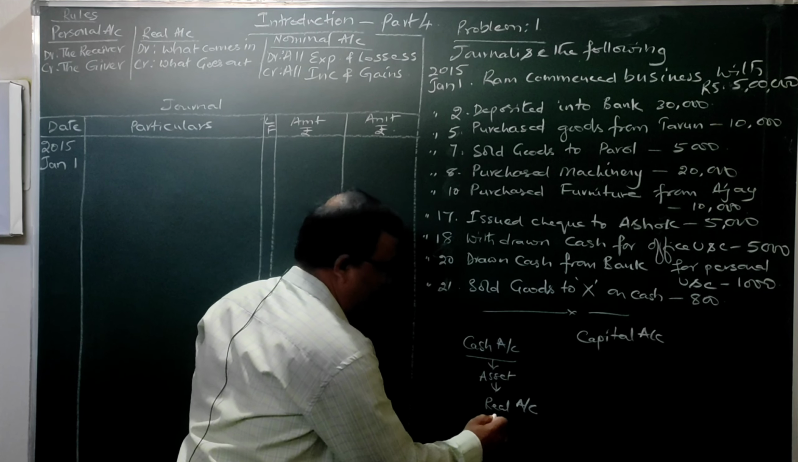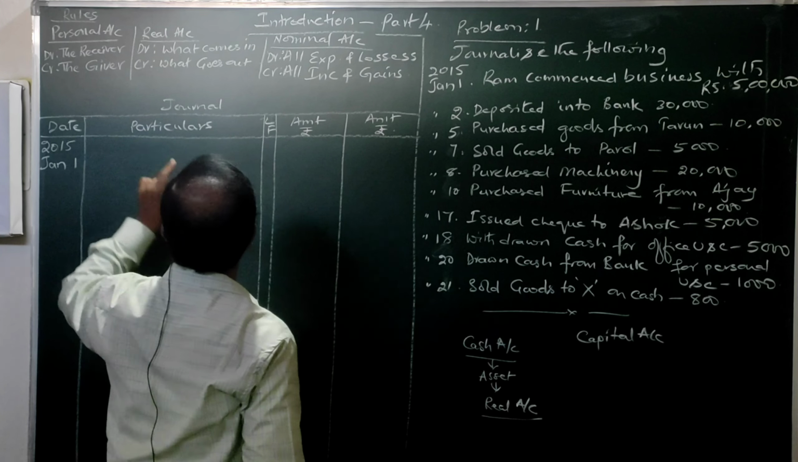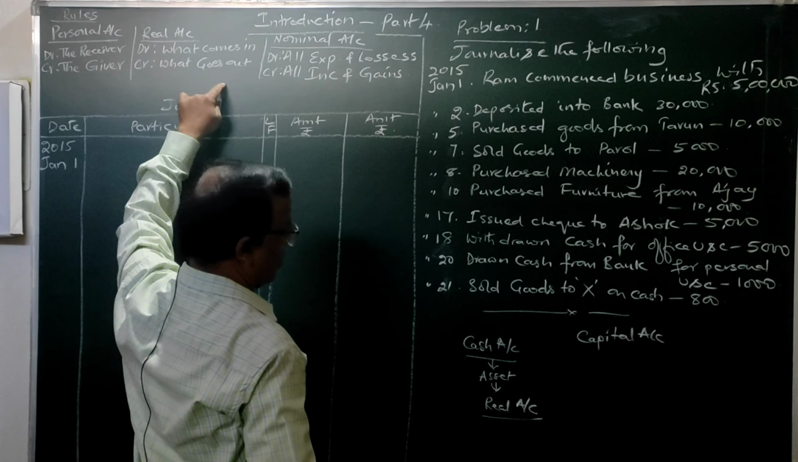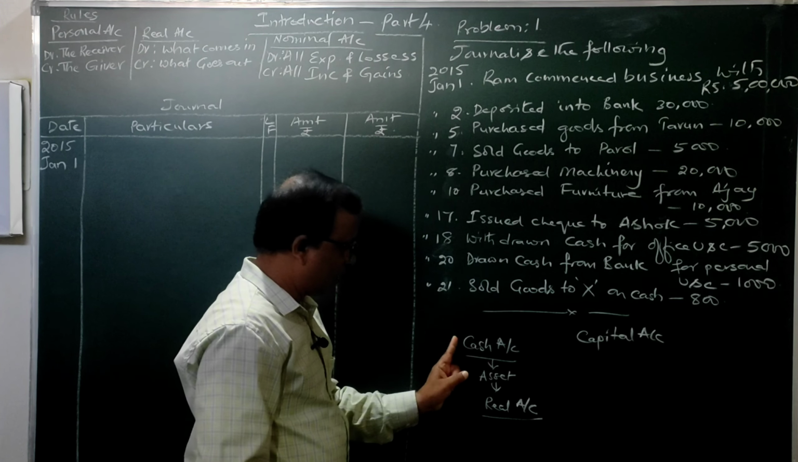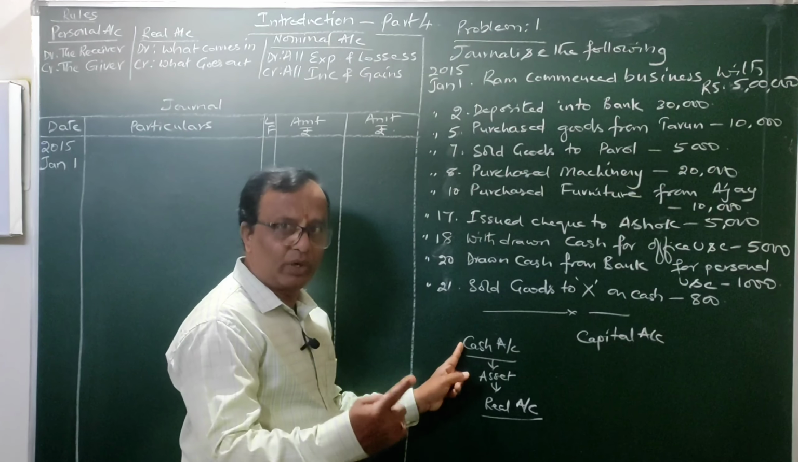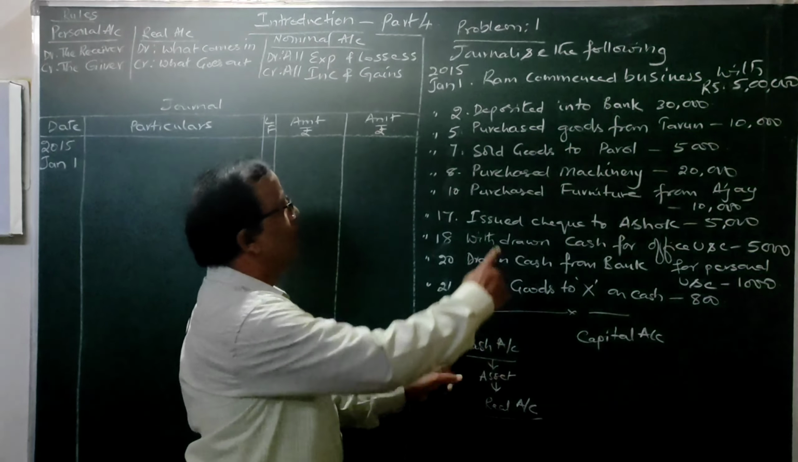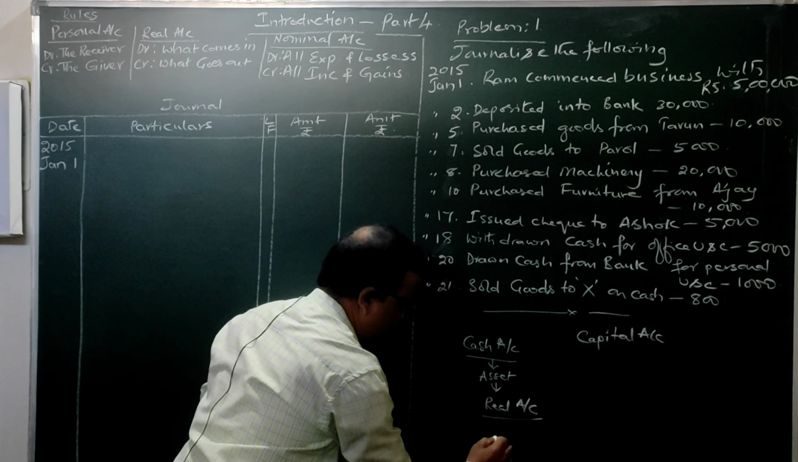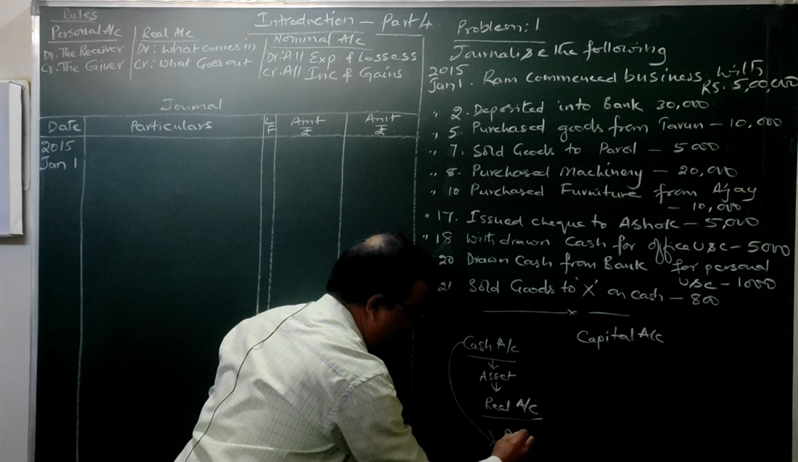When we have identified it as a real account, see the rule of the real account. What is the rule of the real account? Debit what comes in, credit what goes out. That means in this transaction, if cash is coming into the business, you debit it. If cash is going out, you credit it. In this transaction, cash is coming into the business, so this cash account we are going to debit.